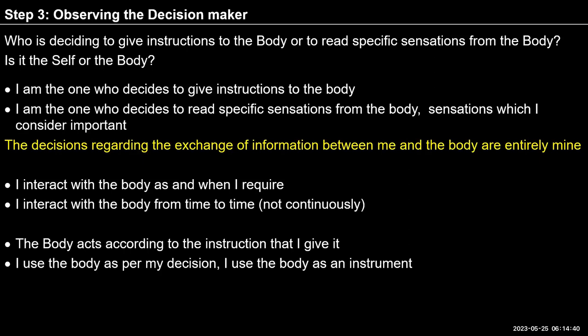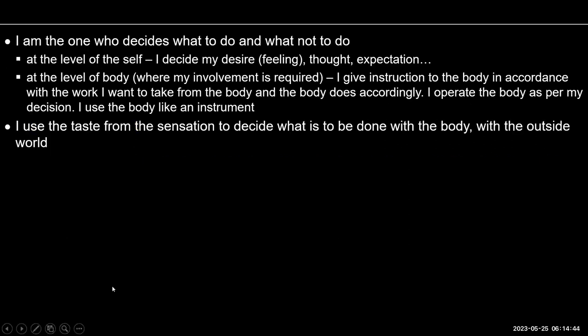Next slide, please. I am the one who is deciding what to do, what not to do. So at the level of the self, what is happening? I am deciding my feeling, my thought, my expectation, all of that is up to me. Wherever I need to involve the body, then at the level of the body, I am giving the instruction to the body with whatever work I want to take from the body. And the body does accordingly. So I am operating the body as per my decision. I am using the body like an instrument. If I understand the body, then I give instructions accordingly.